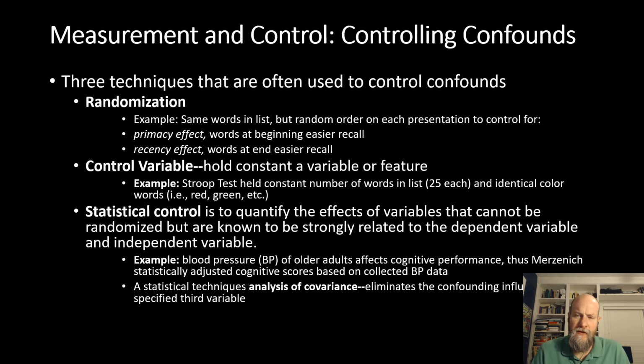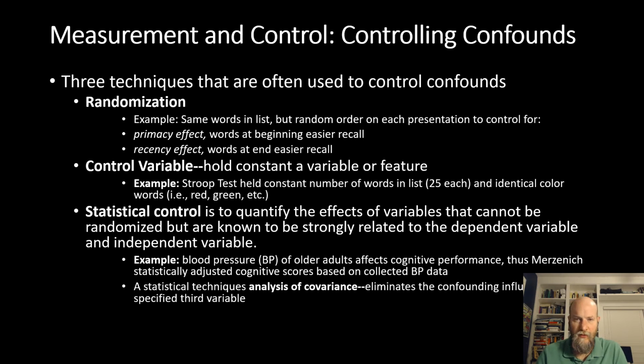So in the Merzenich study, there was a potential confound that was identified, which is that blood pressure can affect cognitive performance. So what they did was they measured blood pressure for all of their participants, which were all older adults, and then they adjusted their cognitive scores based on that collective blood pressure data. You do this through a statistical technique called an analysis of covariance, which essentially allows you, as I said, to eliminate the influence of a specified third variable.